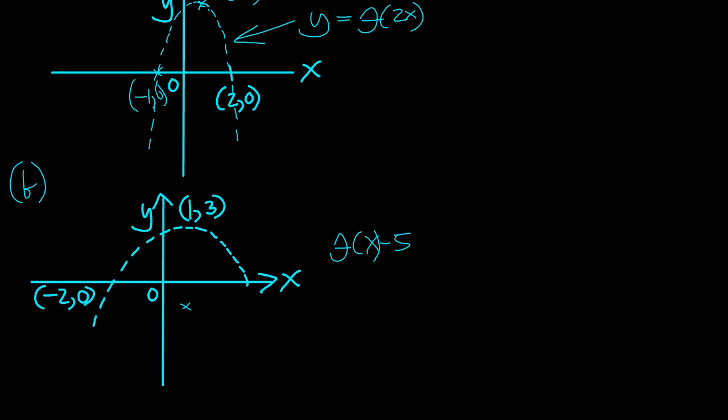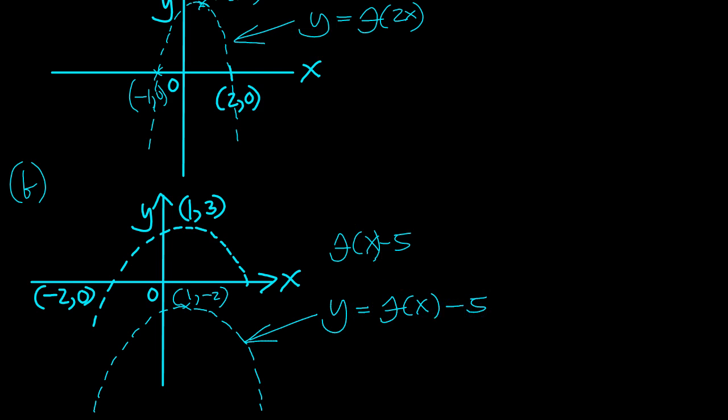So that would be (1, -2). And we'll get the same curve, but it's just like shifted down by 5 units in the vertical direction, isn't it? So y equals f of x minus 5. So it's shifted down vertically a distance of 5 units from where it was before. And there's the turning point here now, (1, -2).